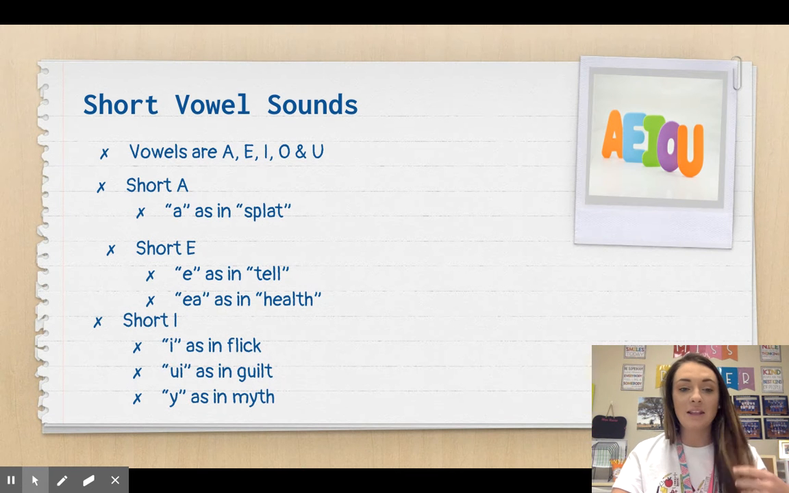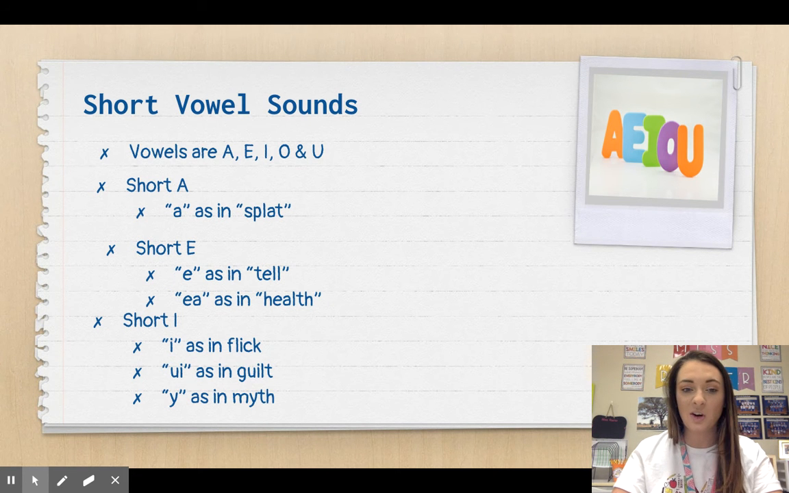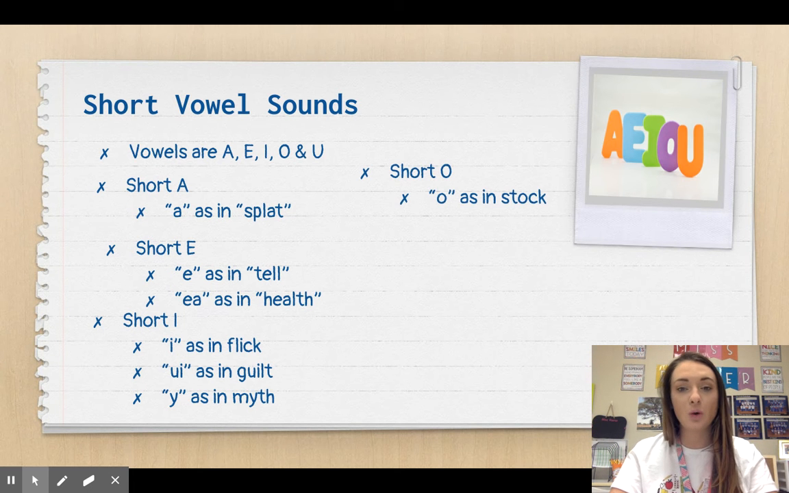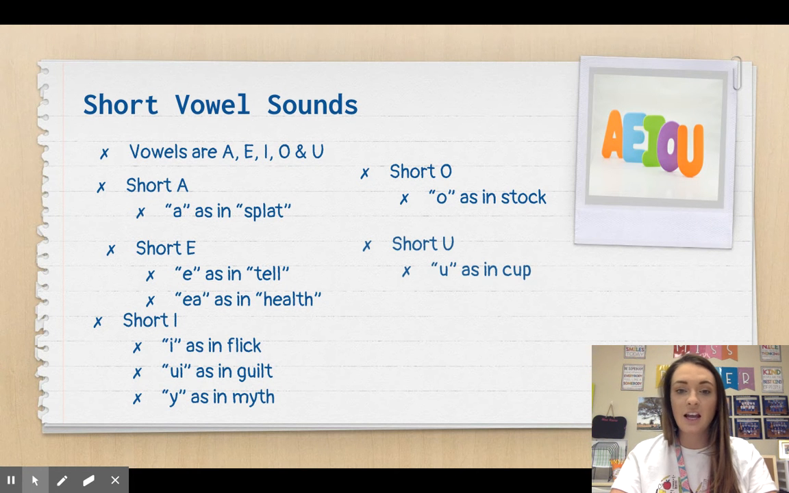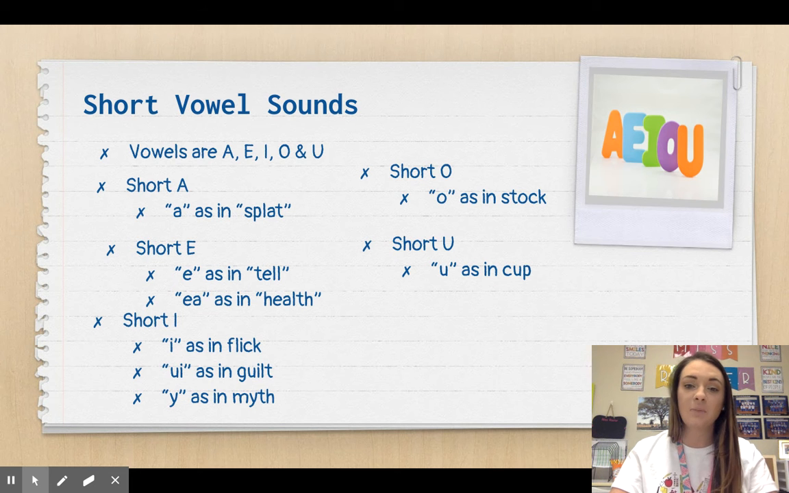Short I is going to be the sound like I in flick. You can also spell it UI, like the word guilt, or Y with the word myth. Short O sound is going to be the sound, so O spelled O as in stock. And short U is going to be the sound like U as in cup.